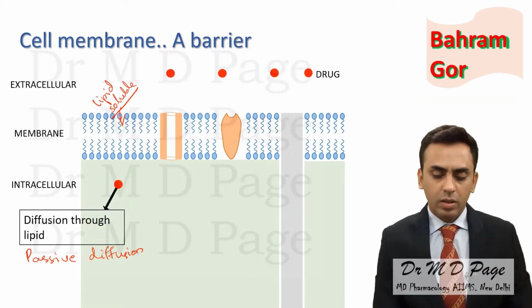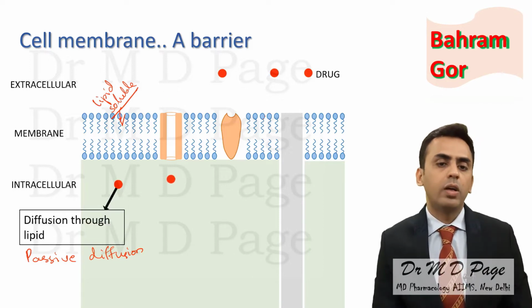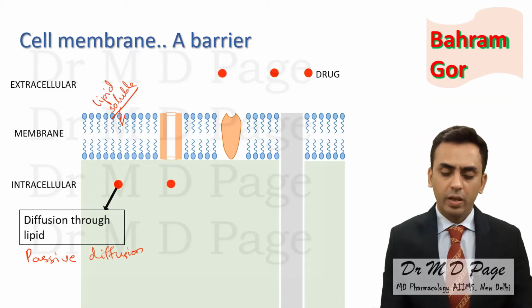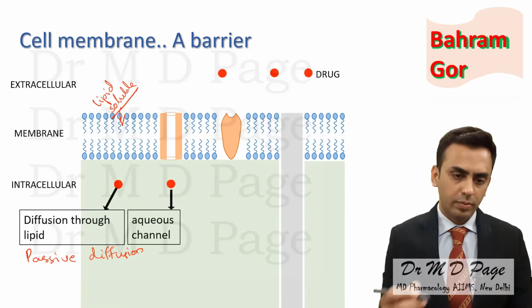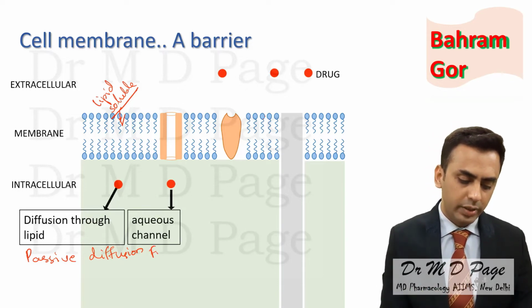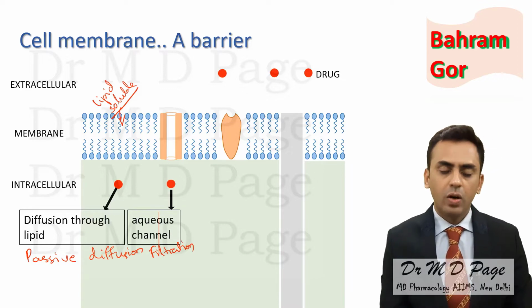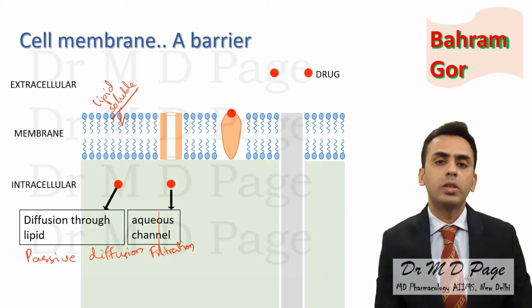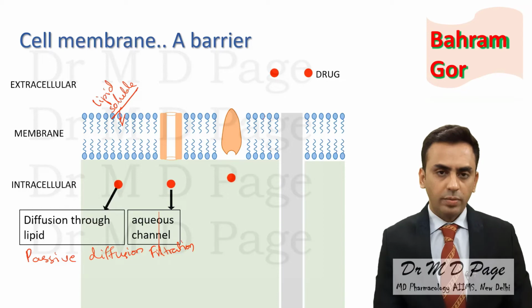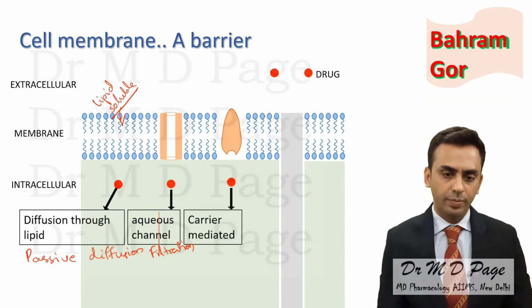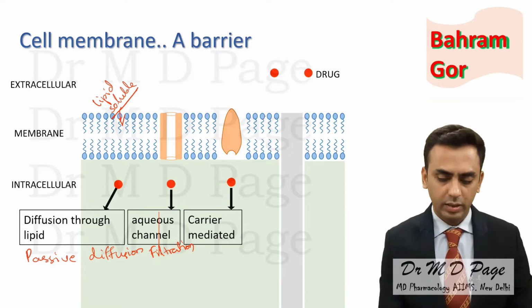Or a drug can pass through an aqueous channel and enter into the cell. This is also known as filtration, or passing through an aqueous channel. Or a drug can enter through a carrier protein. This can be an active process or a passive process. This is known as carrier mediated transport. This is a specialized drug transport.